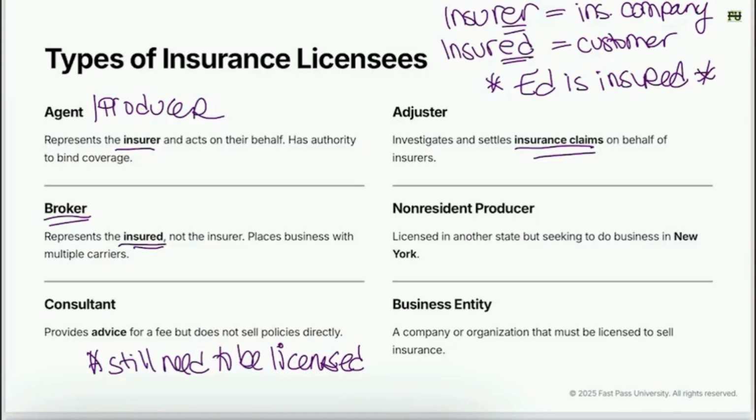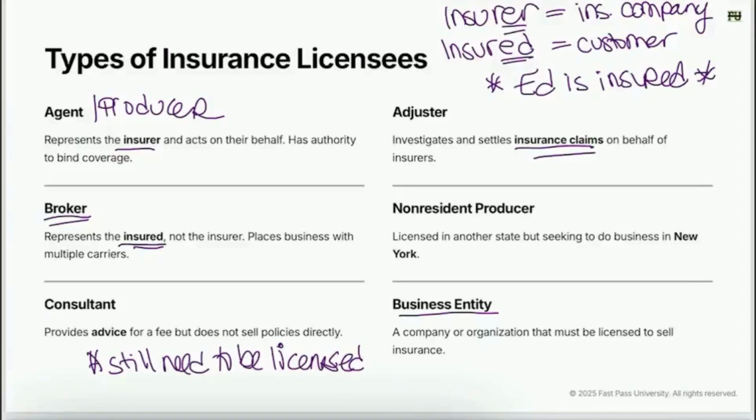Non-resident producer, like we were speaking about on the last slide, is licensed in another state but seeking to do business in New York. So if somebody is licensed in California and they want to sell business in New York, it would be a non-resident producer. And if you also own your own business, so if you are getting your insurance license to then open up your own agency, you would also need a business entity license, a company or organization that must be licensed to sell insurance. All right, let's continue on.